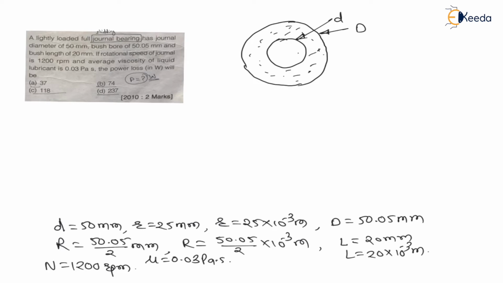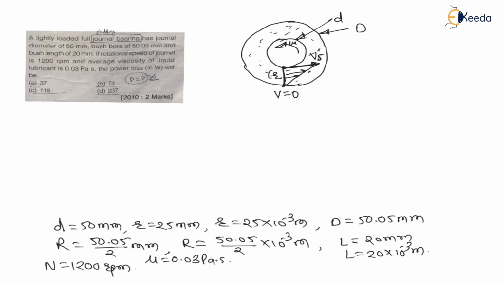Now let us consider this journal is rotating with angular velocity omega. Therefore, this point will move with velocity, that is velocity of shaft, right? And bearing is stationary, that is velocity of bearing is 0, right? And space between them, this is called radial clearance, and there is a linear velocity distribution. This is our assumption, right? Now let us find these values.